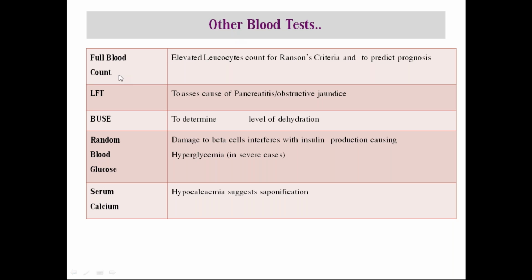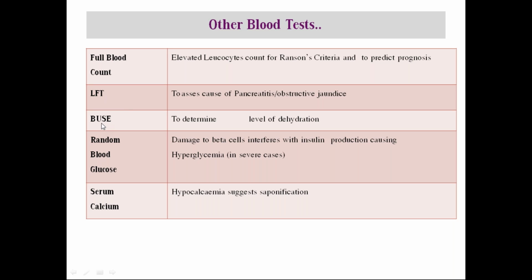So other blood tests which you need to do are full blood count, LFT, blood urea nitrogen, random blood sugar, and serum calcium. In full blood count, in case of a secondary infection, there would be a rise in WBC levels. Elevated leukocytes are a component of Ranson's criteria to predict prognosis. LFT helps identify the cause of pancreatitis, such as cholangitis. Blood urea nitrogen is an important component in the treatment of pancreatitis.